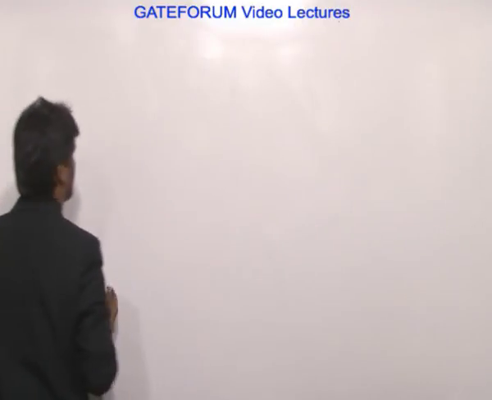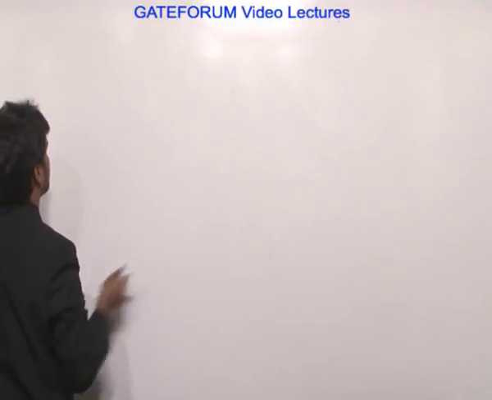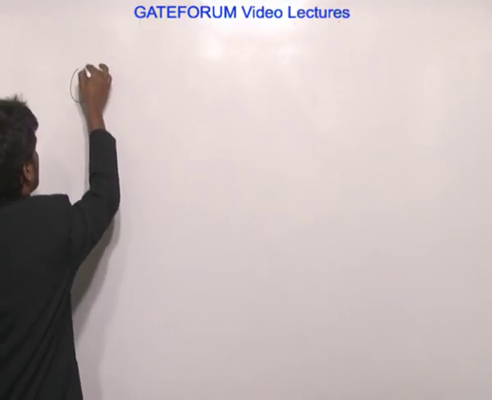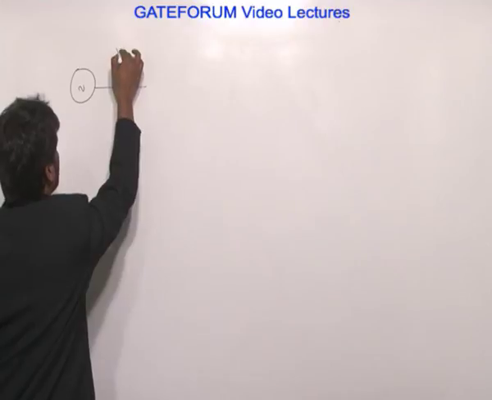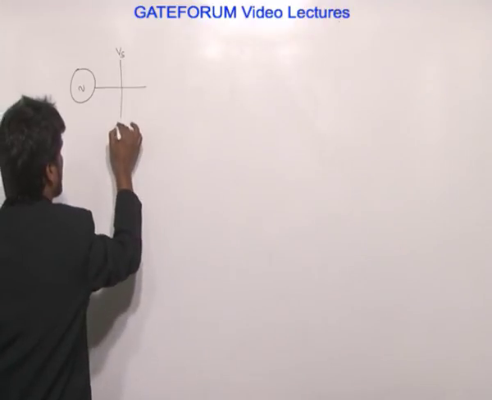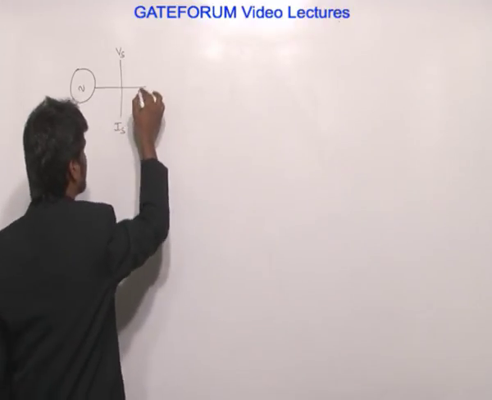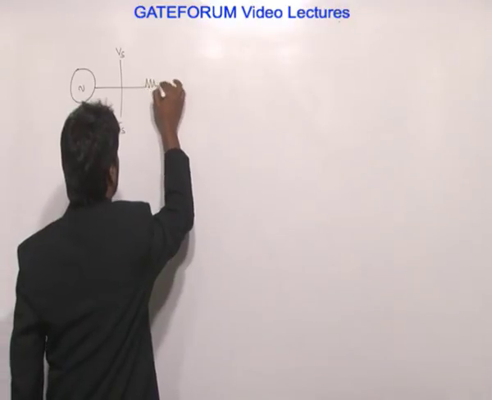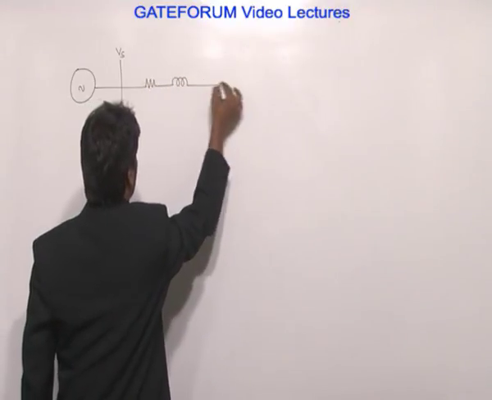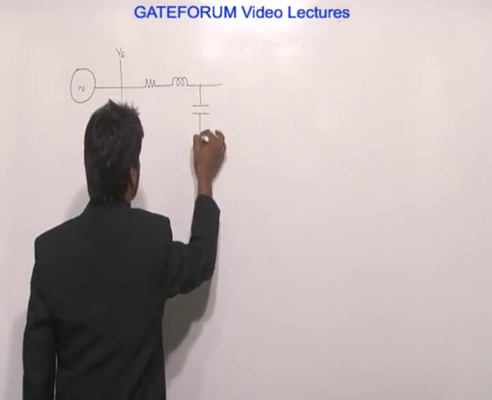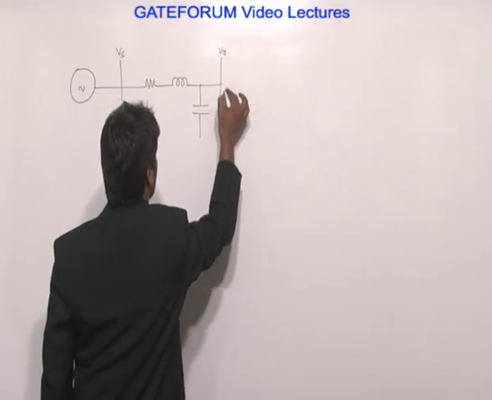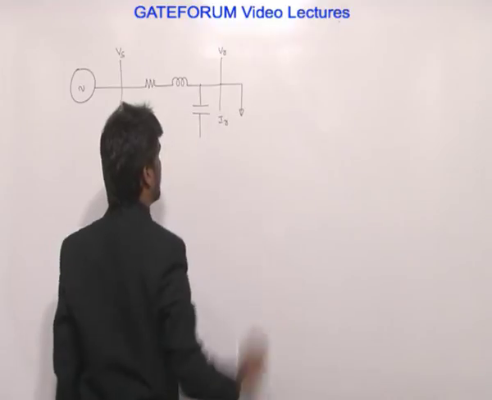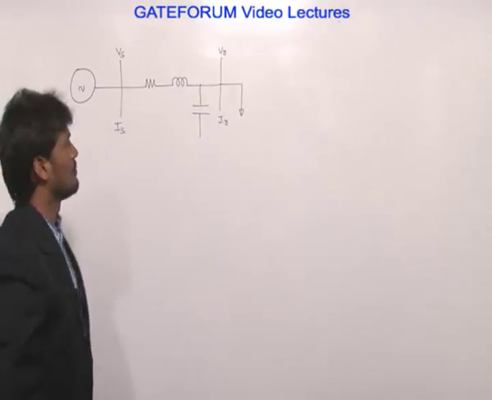Let us draw the transmission line once again. It has sending end voltage and sending end current. The transmission line is represented by RLC; how RLC forms, I will explain. This is the receiving end voltage and receiving end current, which is the load point.